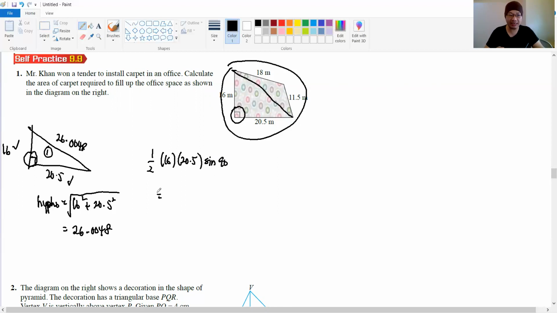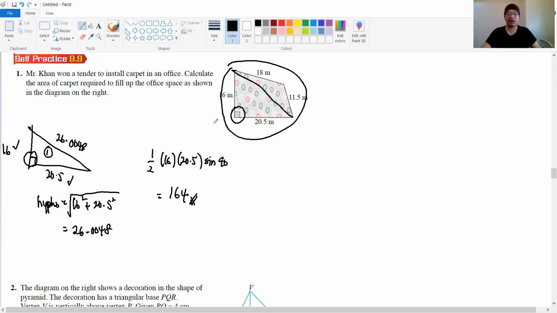That is your first triangle. So 0.5 times 16 times 20.5 times sine 90. Your answer is 164. Please double check, is that correct? 164. Please calculate for me.